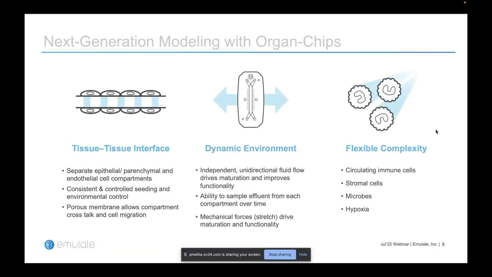Also, the organ chips are flexible. You can add complexity as needed. We have workflows for applying and circulating immune cells. As I mentioned, you can look at recruitment of immune cells from vasculature into the epithelial or the parenchymal space where their effective function is exhibited. You can add stromal cells, you can add microbes, even hypoxic workflows. And a lot of our research partners have applied these workflows to extend their biology.